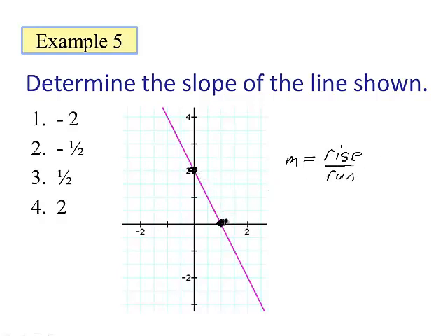So if I go from this point to this point, the rise would be negative 1, negative 2, negative 3, negative 4. I went down 4 units. And as I go from this point to this point, I went over a positive 1, positive 2. So the run is a positive 2. And negative 4 divided by a positive 2 is negative 2 over 1, or we just say negative 2. So the answer is this one.